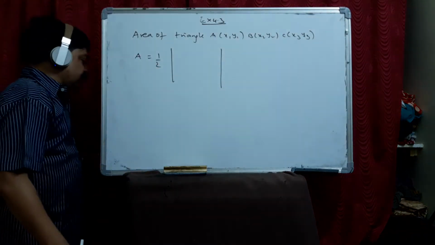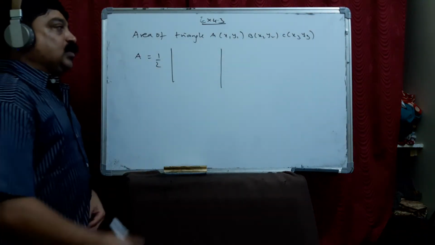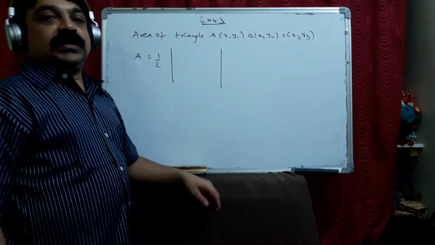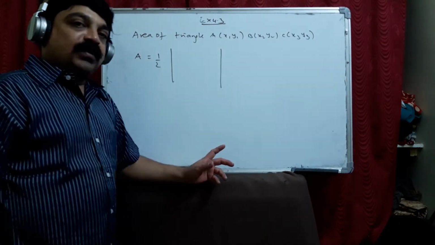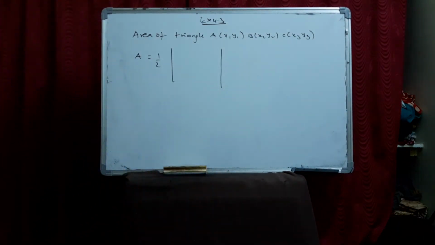The modulus should always be given, because even if the determinant value is negative, the area can never be negative, so you have to give a modulus. Okay.